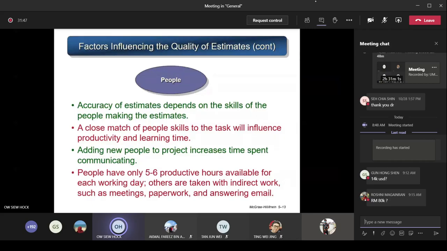So that again will affect your estimate. Adding new people to a project increases time spent communicating. If halfway through your project, after you started, another new member comes in and joins your project team, the newcomer will not know what is happening. You already started halfway through.